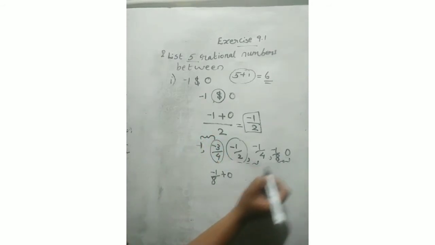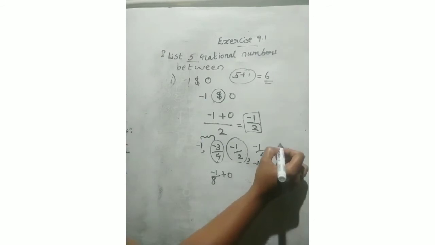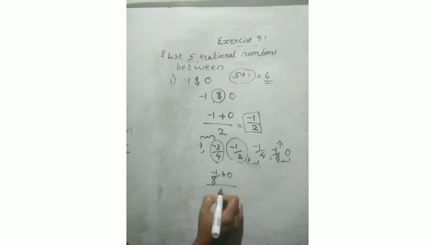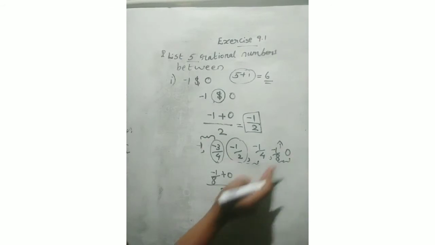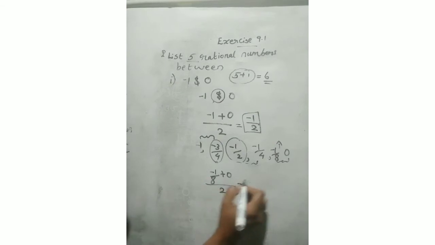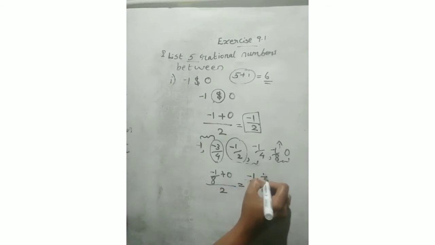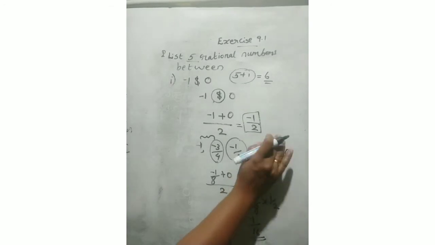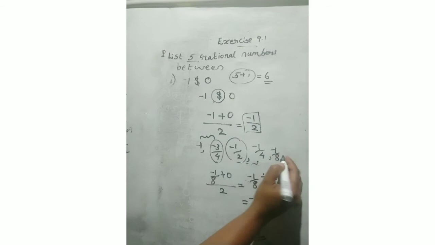Now I have taken these two, so the new rational number will be here. Middle of negative 1/8 and 0, divided by 2. Why am I taking it this way now? Because here the last number is 0, and adding with 0 and dividing by 2 is very easy. So negative 1/8 divided by 2, then negative 1/8 times 1/2 is equal to negative 1/16. 8 times 2 is 16. So we can say negative 1/8, then negative 1/16 and 0.